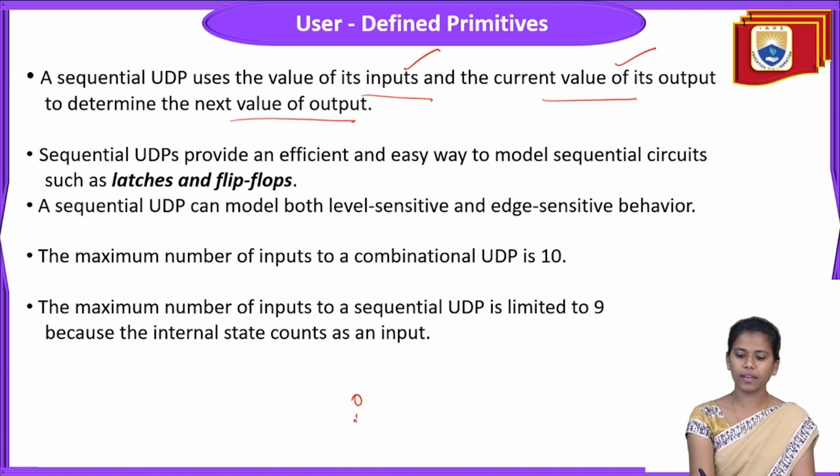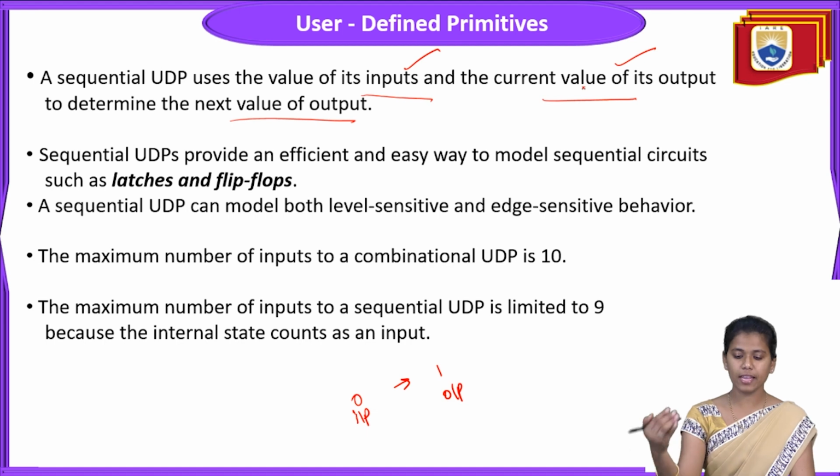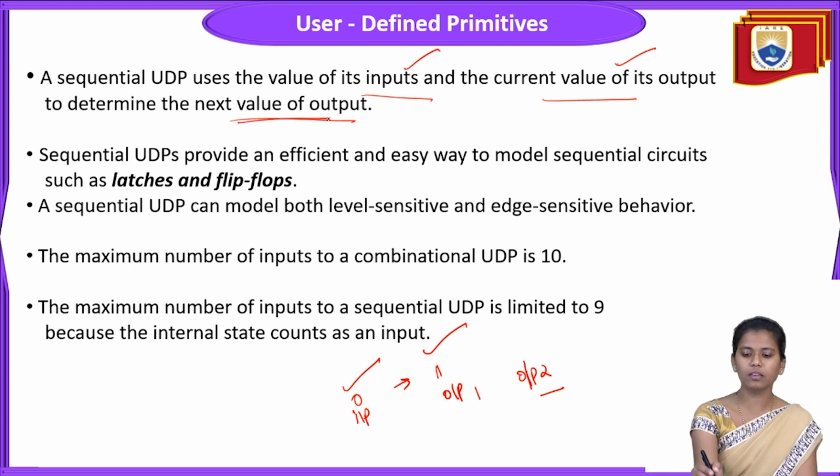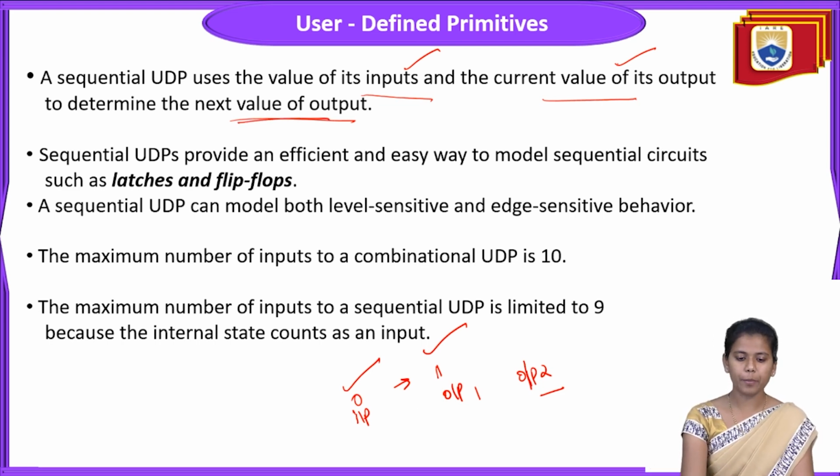Say there is some value 0 at the input and the current output value 1 is observed at the output. This is just to determine the next output. If, suppose, my output 1 is 1, then in order to know output 2, the sequential UDP uses the value of the present-state input and also the present-state output to determine the next value of the output. Next, sequential user-defined primitives provide an efficient and easy way to model sequential circuits.